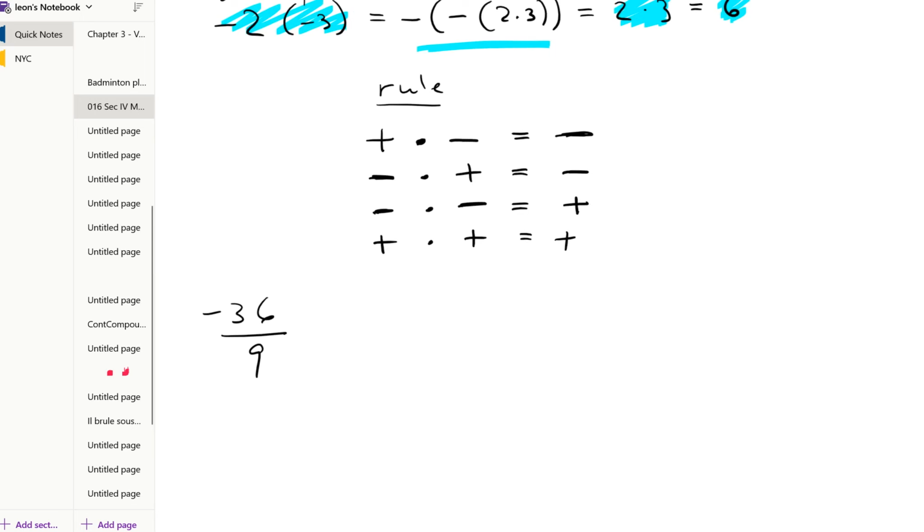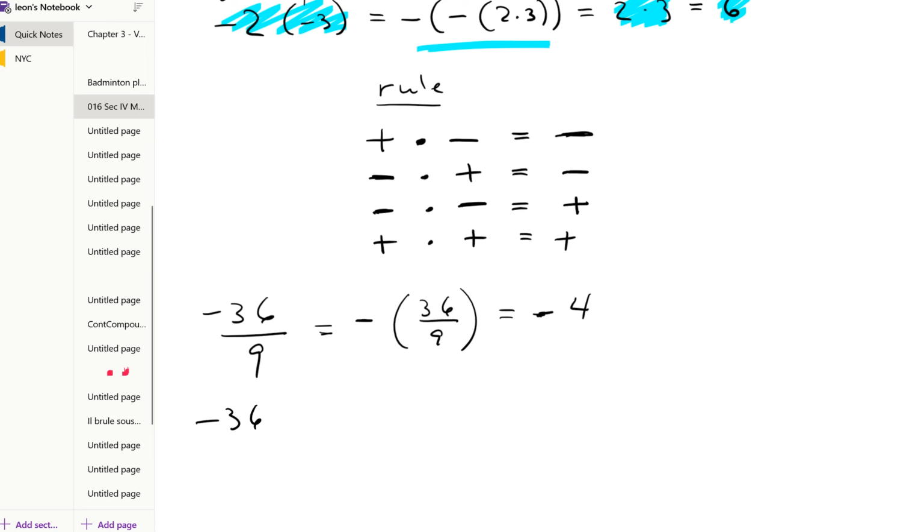What does that mean? Okay, if I do this, normally I'll say, oh, this is the opposite of 36 over 9. So I will take care of 36 and 9 and then deal with the minus sign later. So 36 divided by 9, that's 4. So this is going to be the opposite of 4, so minus 4.